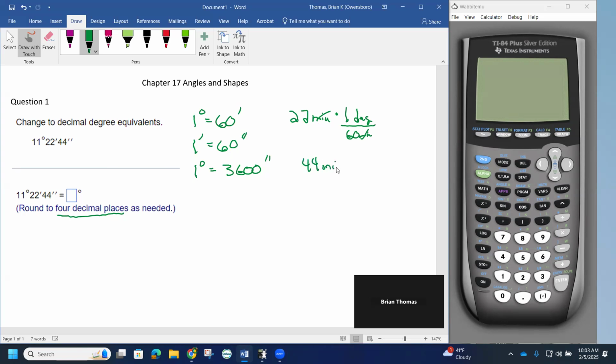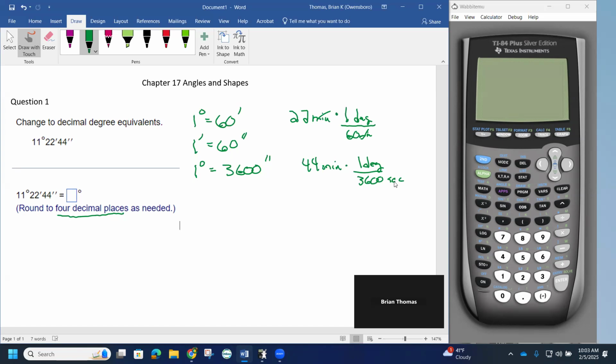So to convert 44 seconds into degrees, well, I know there's 1 degree for every 3,600 seconds. So there's 3,600 seconds in 1 degree, just like there are 3,600 seconds in an hour. Kind of very similar thinking here.